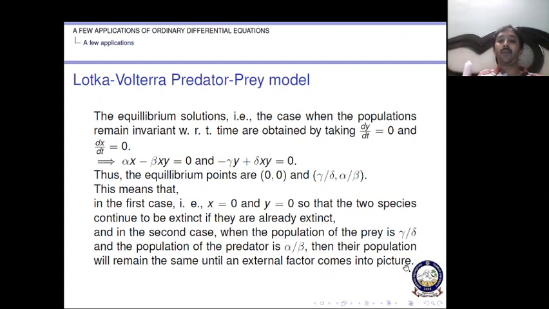That means if x takes a value γ/δ and y takes a value α/β, from then on the population of both the rabbits and foxes will remain as it is, irrespective of the interaction between them, and this will remain as it is as long as an external factor does not come into picture. So once an external factor comes into picture, only then this equilibrium will be disturbed. Okay, now this is a special solution that we have discussed. Now we are going to look for the general solution of this particular problem.